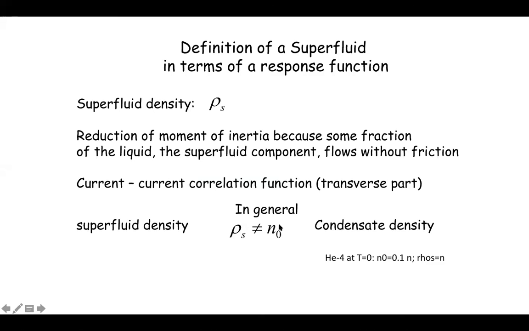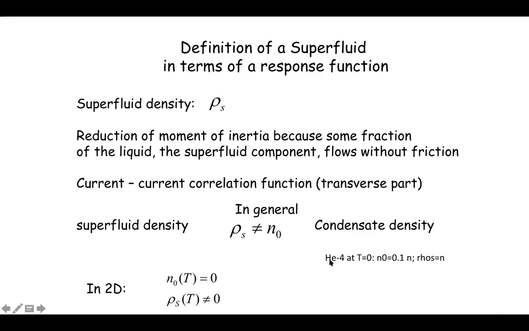In mean field theory, last time we calculated the order parameter psi in the Bose-Hubbard model. In mean field theory, N naught is basically psi square, and rho s is also equal to psi square. So it's only in mean field theory that rho s equals the condensate. But that's not true in general. And let me give you one very nice example.